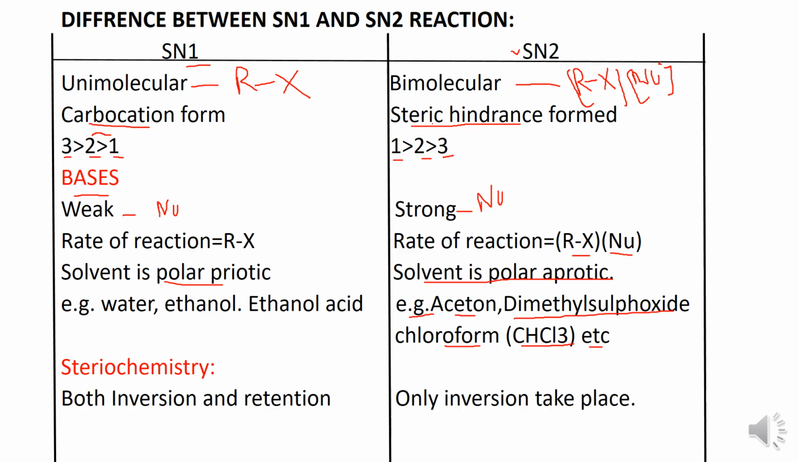And when we talk about the stereochemistry of the SN1 mechanism, stereochemistry means what the product of the mechanism is. The product in the SN1 mechanism can be inversion or retention, but in the SN2 reaction the product will be inversion.